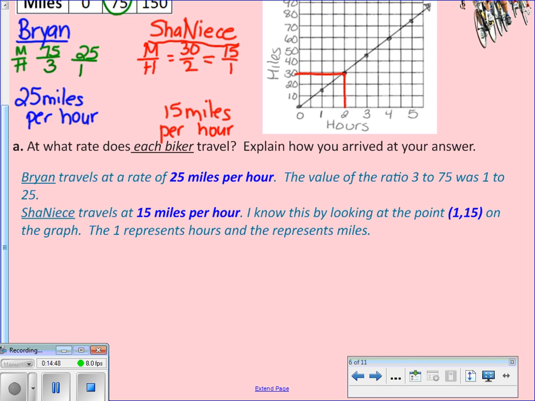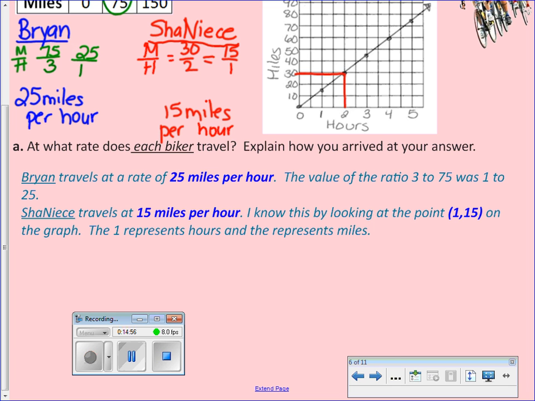Shanice travels, so we took our information from up here, put it into sentences. So remember to use this page as a reference when you're doing your homework tonight. Have this out next to your homework as a model to sort of copy it. Just change the names and change the numbers.